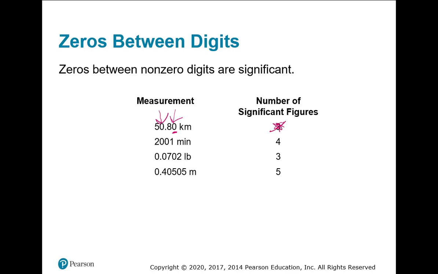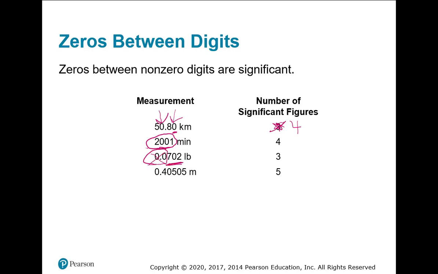This is wrong. This should be 4 significant figures. 2001. The 2 and the 1 are obviously significant. Those 2 in between are sandwiched. 4 significant figures. The leading zeros are not significant figures.